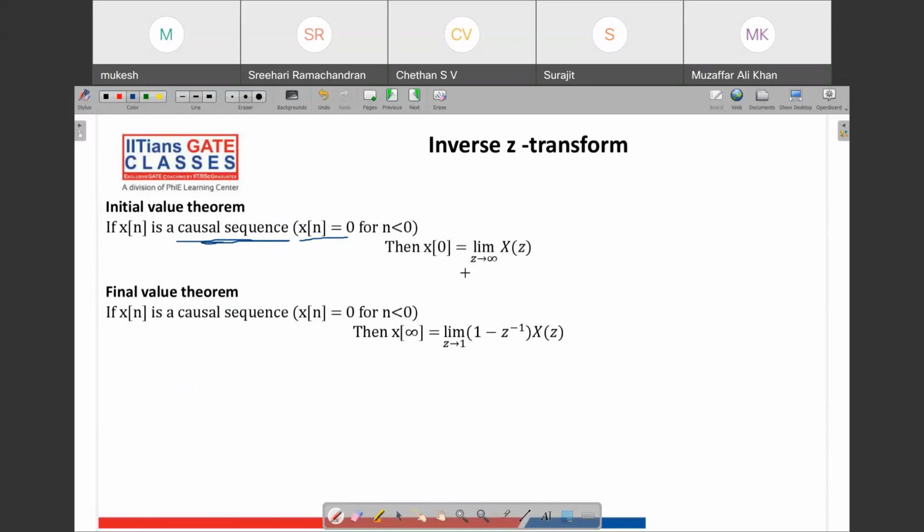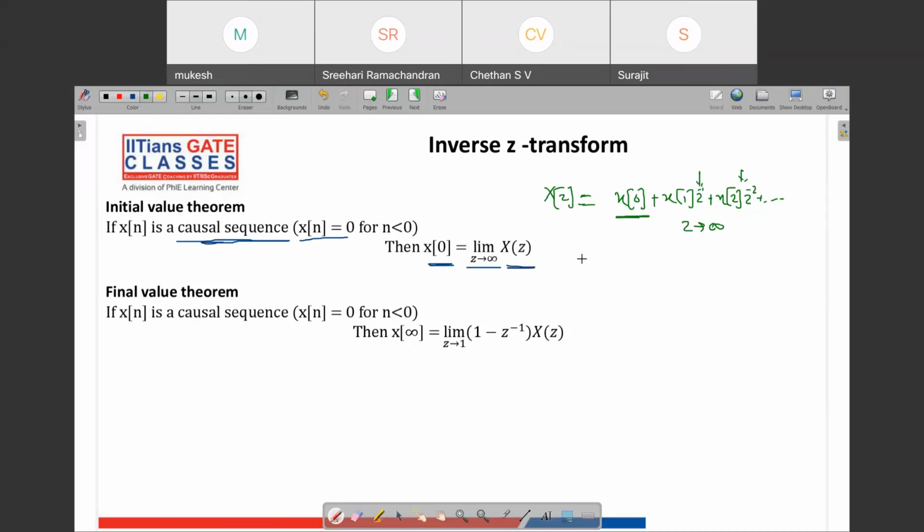For this kind of signal, x of 0 will be given as limit z tending to infinity X of z. If you see the X of z, if it is a causal signal, it will start from x of 0, then x of 1 z inverse, x of 2 z to the power minus 2, and so on. Once you put z tending to infinity in this expression, all the terms will become 0, except this one. So once you put z tending to infinity, that will give you the x of 0.